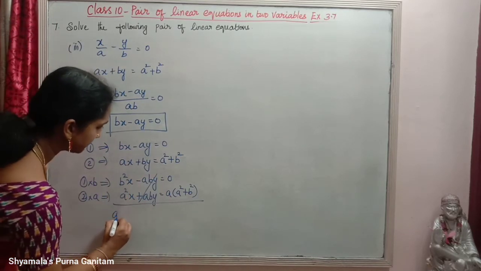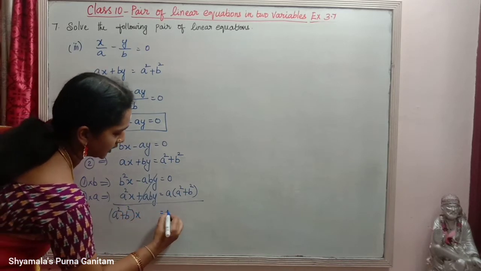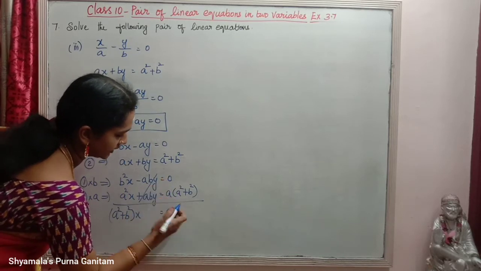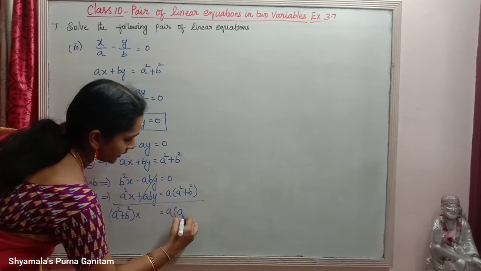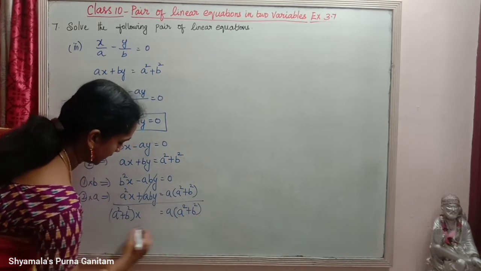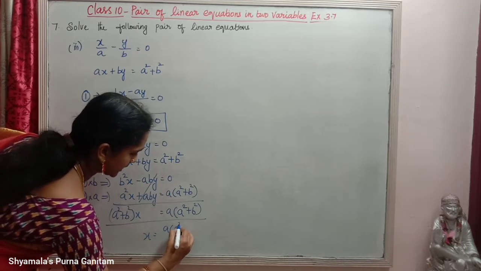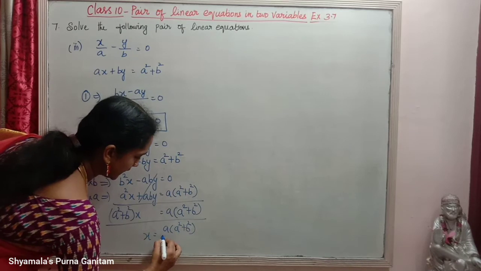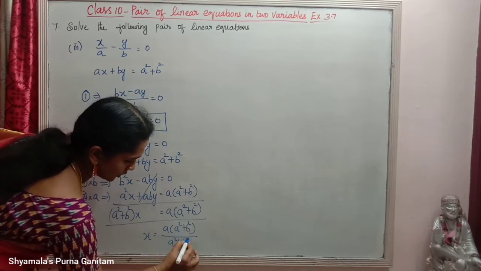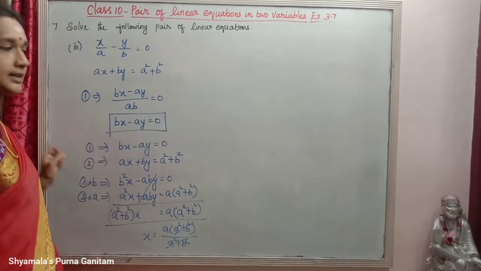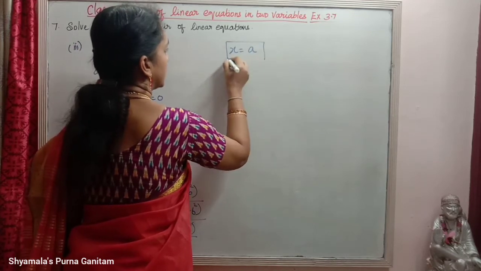So here it will be a squared plus b squared into x is equal to a into, if I add 0 and this only, I will get a into a squared plus b squared. So x is equal to a into a squared plus b squared divided by a squared plus b squared. So a squared plus b squared will get cancelled. So x is equal to a. So x value I got it as a.